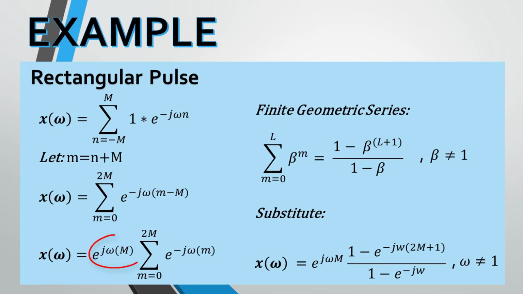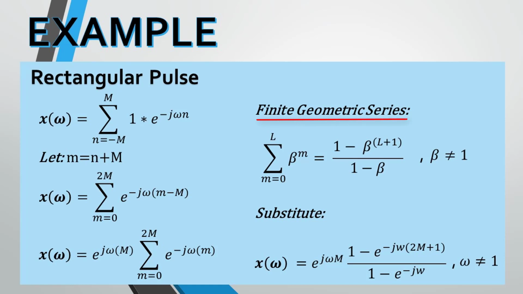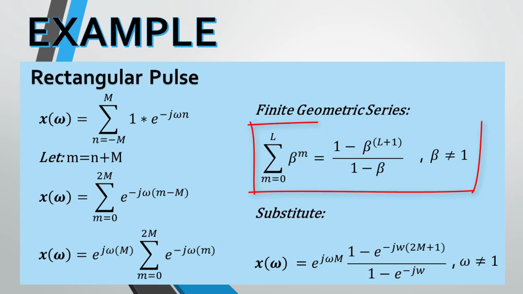We factor out e raised to j omega capital M. We can then obtain the summation of e raised to negative j omega small m from 0 to 2 capital M times e raised to j omega capital M. To express this sum in closed form, we have to recognize that this expression is actually a finite geometric series. If we have a look at the formula, the sum of a finite geometric series is equal to 1 minus beta raised to L plus 1 all over 1 minus beta, such that beta should not equal 1.